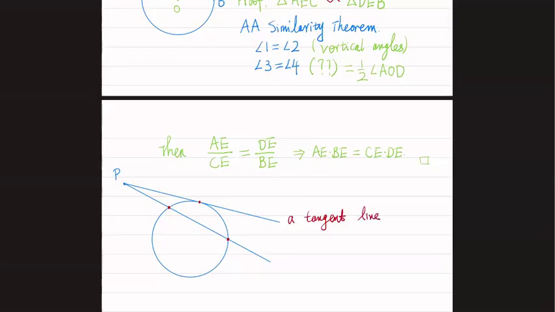Sometimes just say a tangent. If there is no ambiguity, you can say a tangent. And this we call a secant line. Sometimes just say a secant.